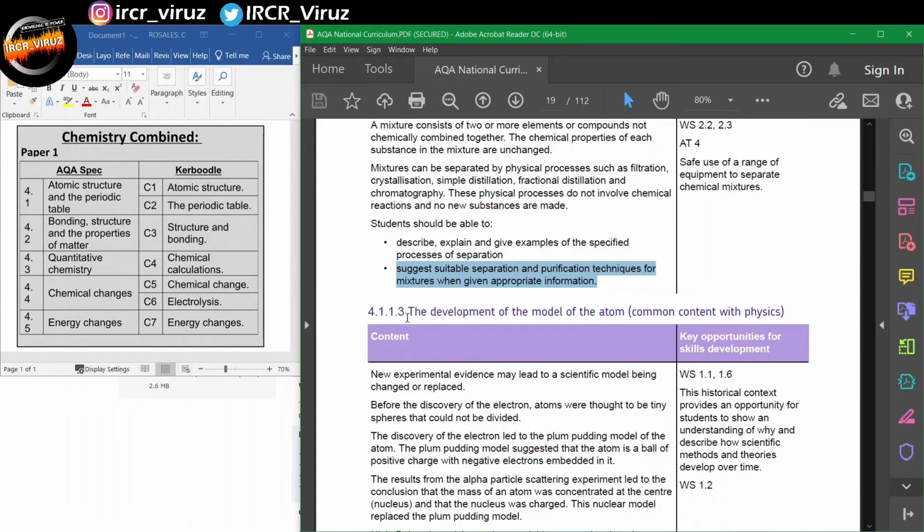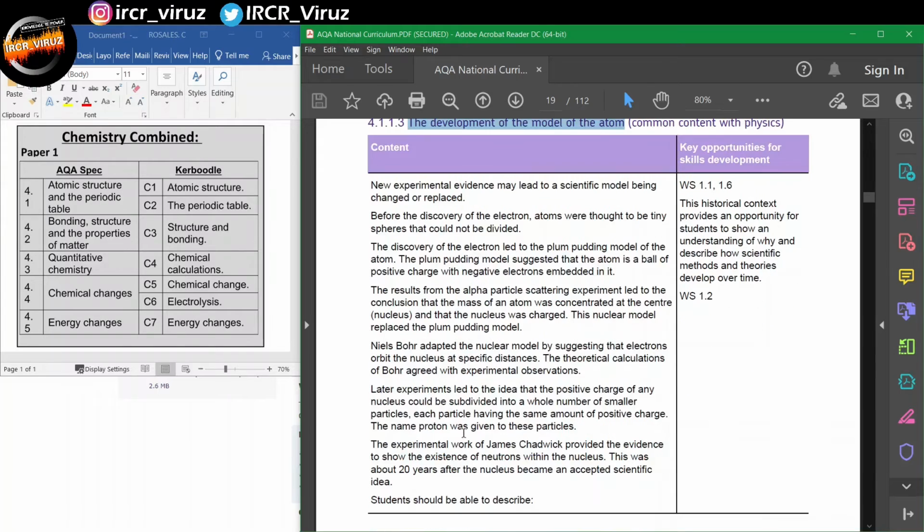Now when we go to development of the model of the atom, what you basically want to say is how the atom has changed from the beginning to what we have right now. Two of the main things that it will ask you about are how the plum pudding model was changed to the current atomic model because of the gold leaf experiment, where they shot alpha particles at a gold leaf and studied the direction of the alpha particles that got scattered.